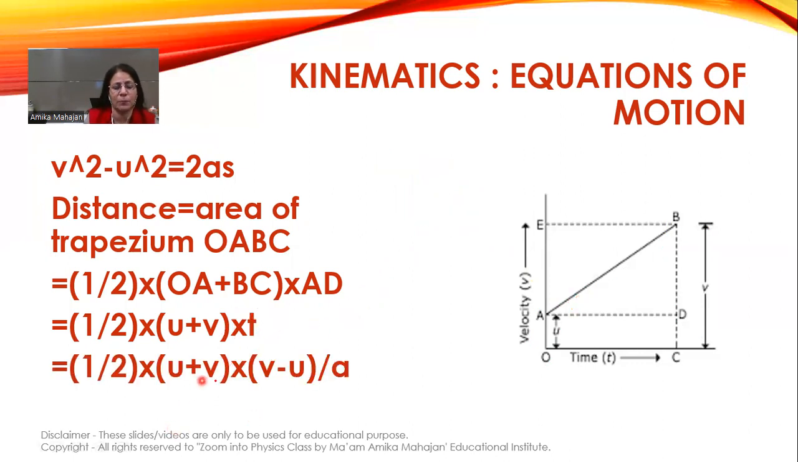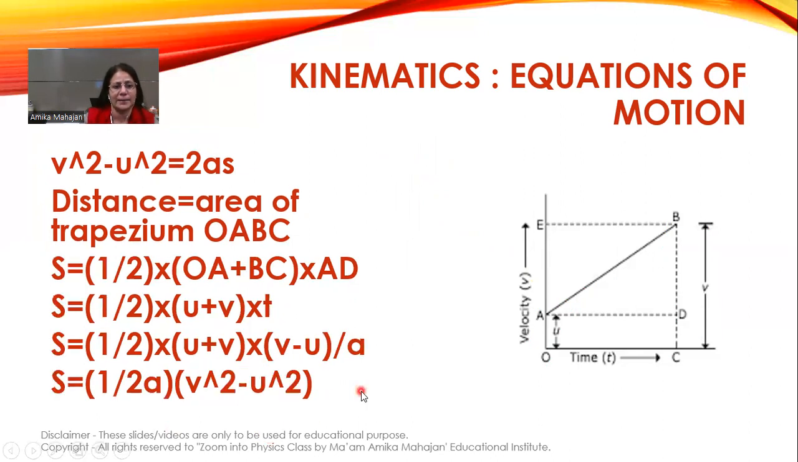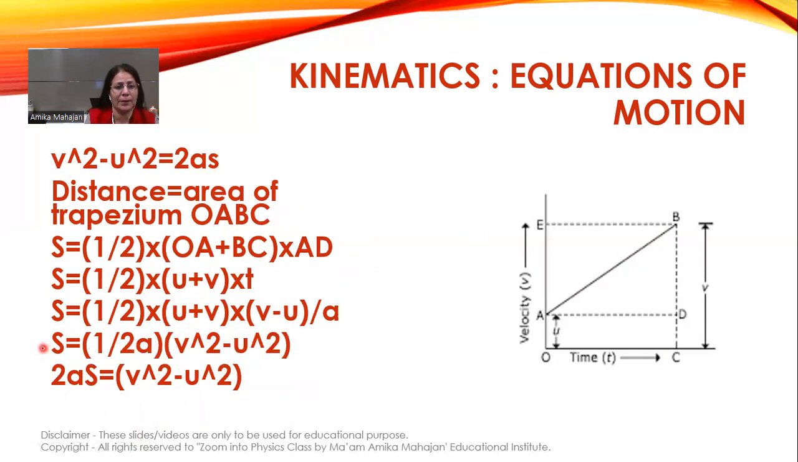And we know that A plus B into A minus B is A square minus B square. So U plus V into V minus U will be V square minus U square. So what I get? This S is half, A in the denominator, into U plus V into V minus U, which is V square minus U square. So I will rearrange the terms. I will take cross multiplication. This 2A can be taken to the other side, so it will be 2AS. 2AS is equal to V square minus U square. So this is the third equation of motion.